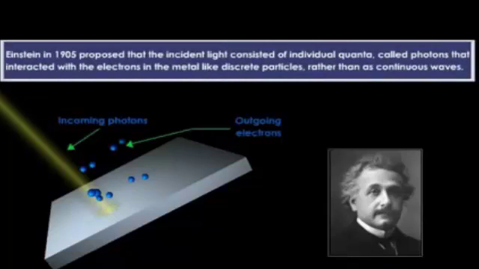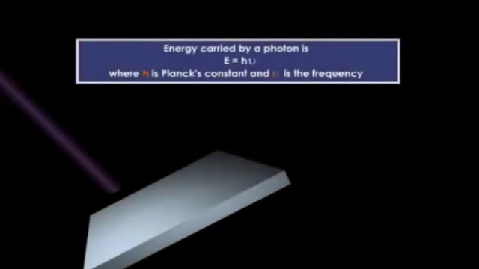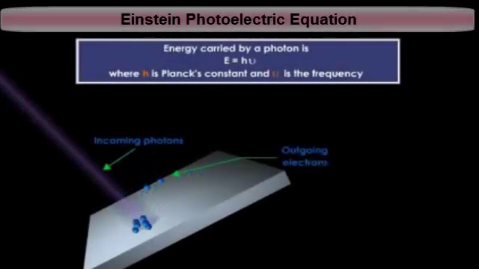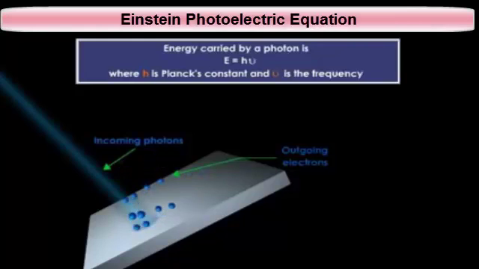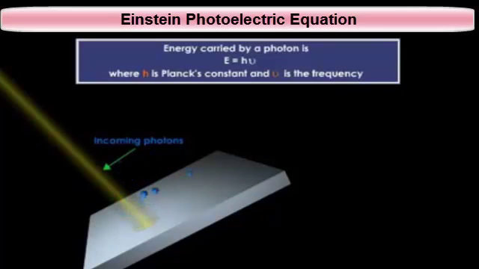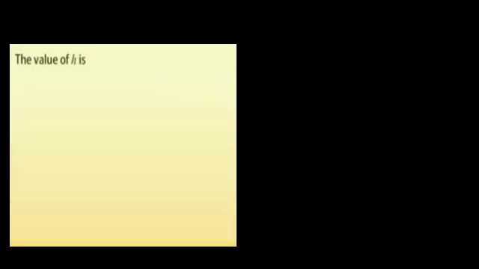Einstein in 1905 proposed that the incident light consisted of individual quanta called photons that interacted with the electrons in the metal like discrete particles rather than as continuous waves. For a given frequency or color of the incident radiation, each photon carries an energy E = hν, where h is the Planck constant and ν is the frequency.